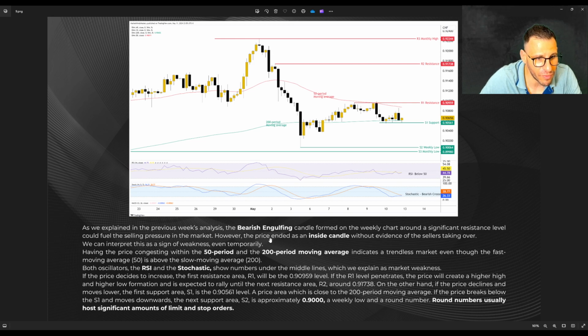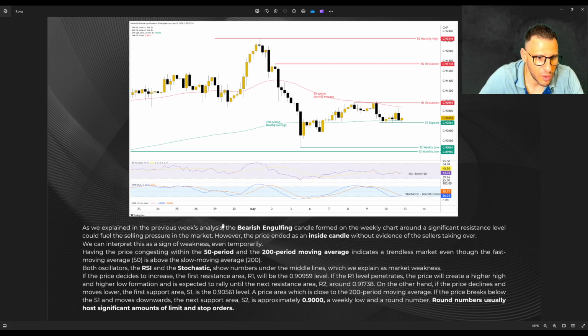So I continue. However, the price ended as an inside candle without evidence of the sellers taking over. Now, understand that because I don't put the weekly chart and I don't show the weekly candles, maybe it's a bit hard to get it the first time. But yes, if you have some charting experience, it's very easy to understand. But if you're a beginner trader, just go on the weekly chart and check it out. It's self-explanatory at the end. So we can interpret this as a sign of weakness, even temporarily.